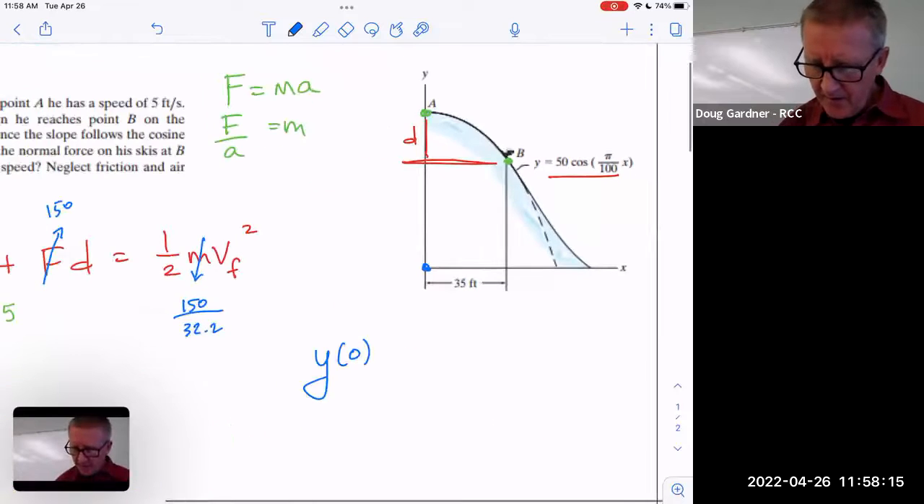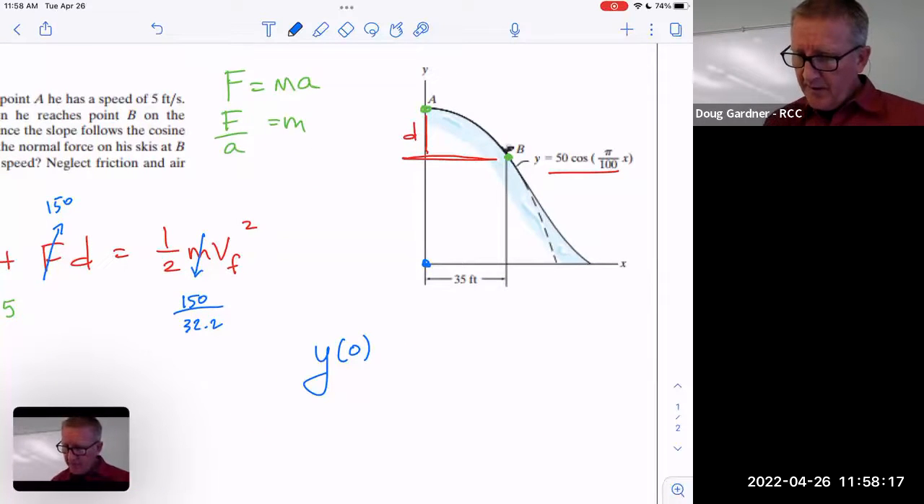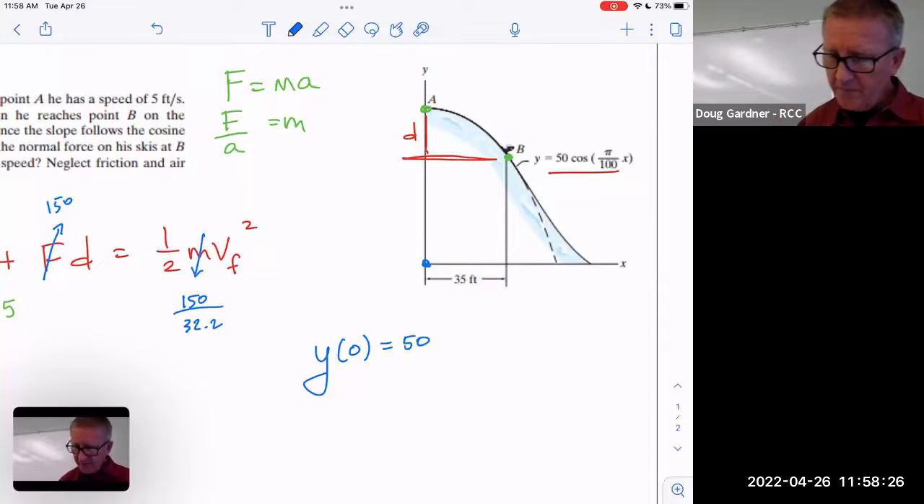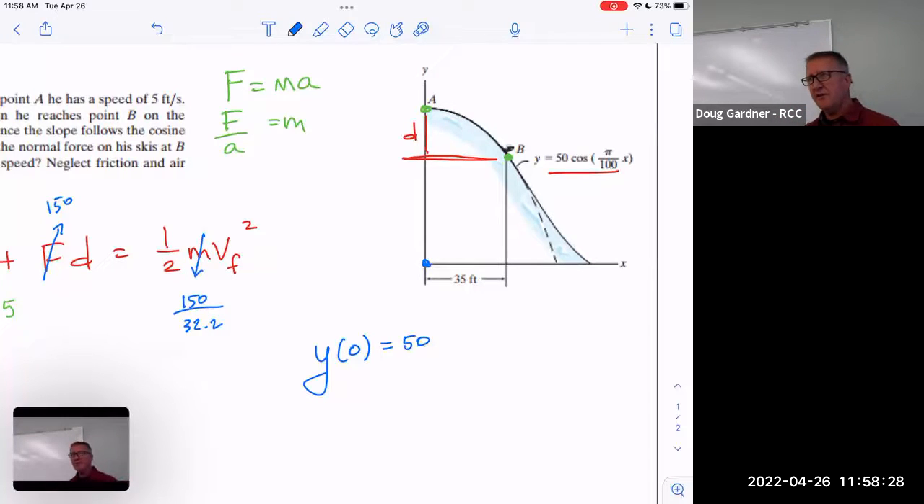You don't need to know that. But watch what happens here. If you put 0 in, cosine of 0 times pi over 100, that's a cosine of 0. Cosine of 0 is 1. I mean, you just stick this in your calculator, but you get 50. And so if you knew 50 was the amplitude, then you could have just known 50 without even plugging it in. That's kind of cool because it's the top of the curve.